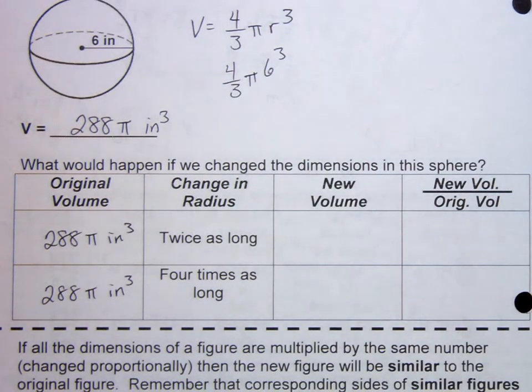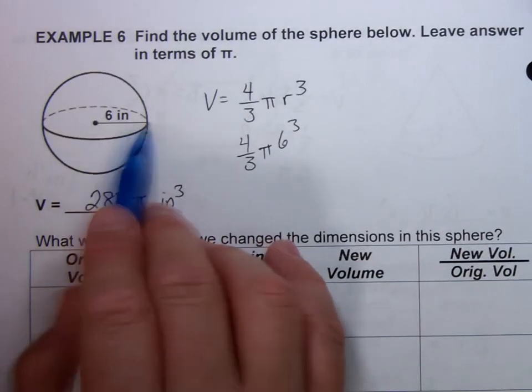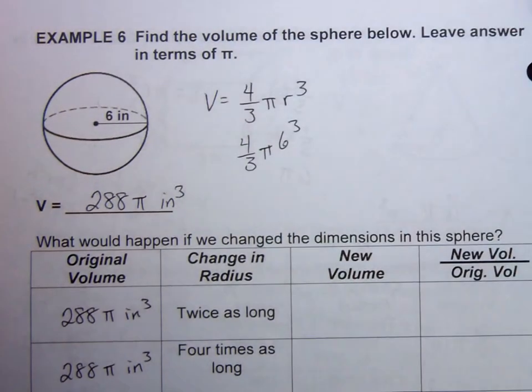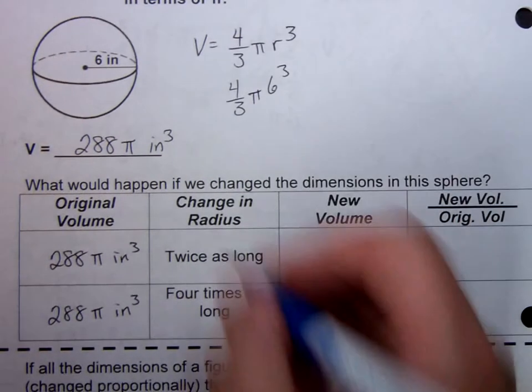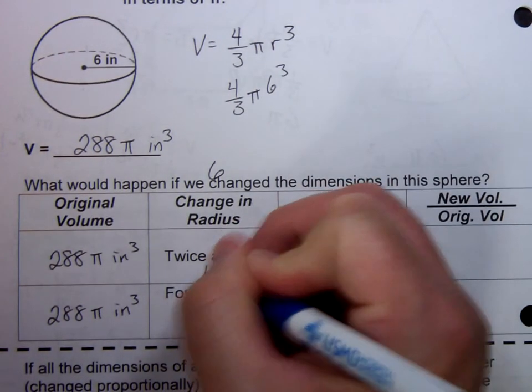It's because the radius is in charge of all three dimensions. This radius affects the length, the width, and the height of the entire sphere. It affects all three dimensions. So, if the original radius is 6, we'll make it twice as long. That would be 12. 6 times 2 is 12.